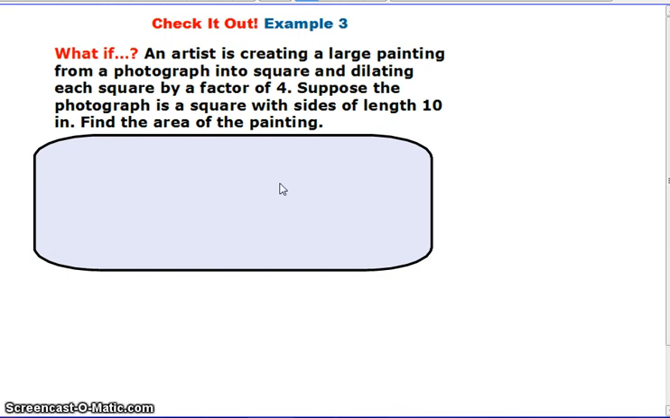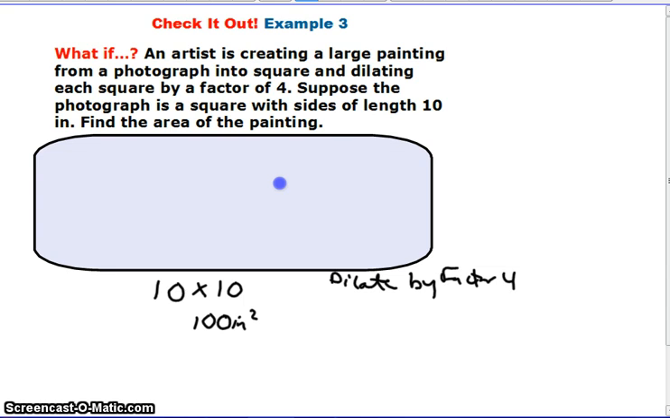If it's a square, then we know that the area of the photograph would be 10 on each side, right? 10 times 10, or 100 inches squared. So if we're going to dilate it by a factor of 4, then we would multiply each side of the square. Imagine a square, which was 10 by 10, we're going to multiply each side by 4, right?